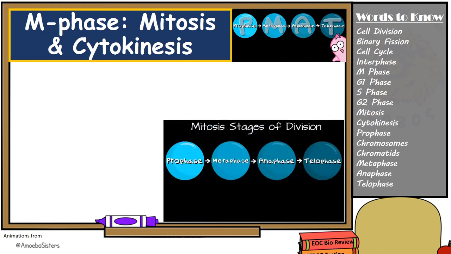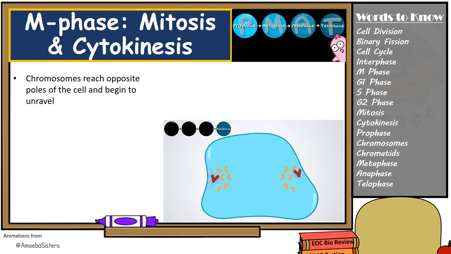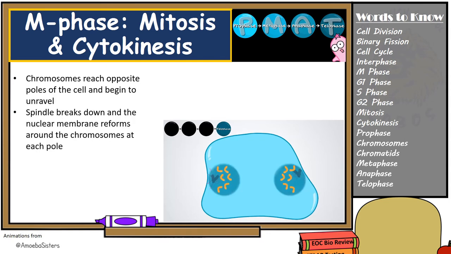T for telophase, which is where chromosomes reach opposite poles of the cell and begin to unravel once again into a huge bundle of chromatin as it once was. The spindle fibers also break down and the nuclear membrane reforms around the chromosomes at each pole.